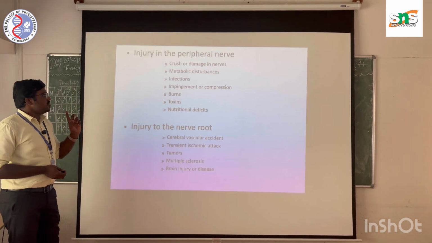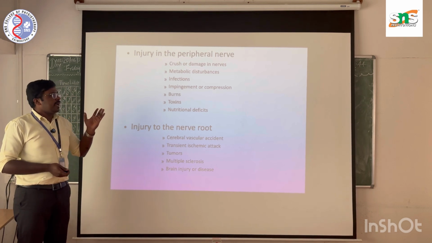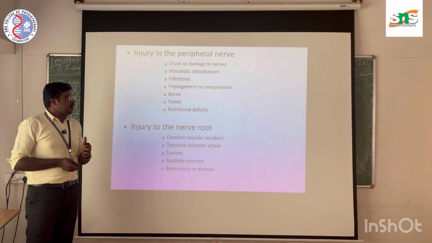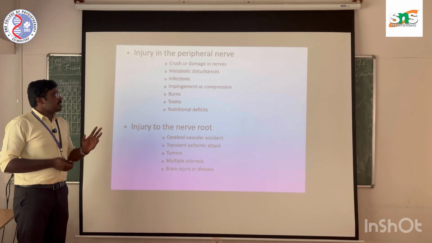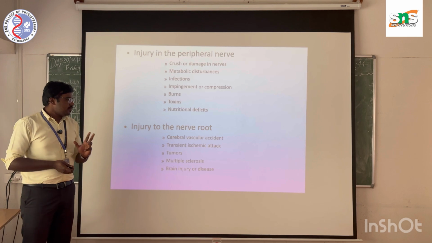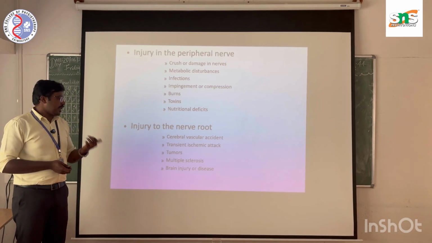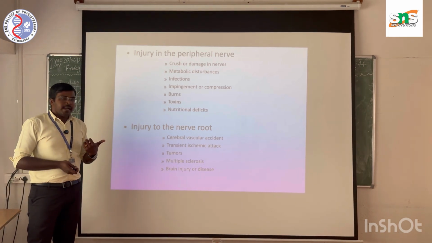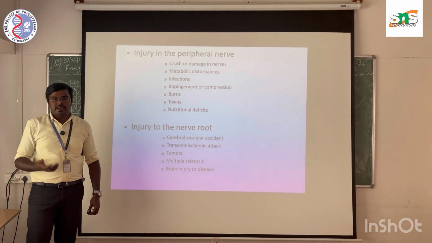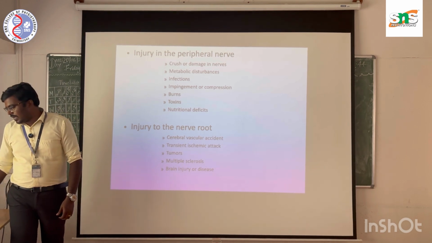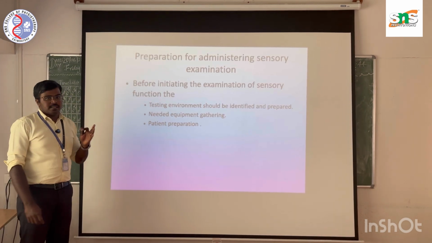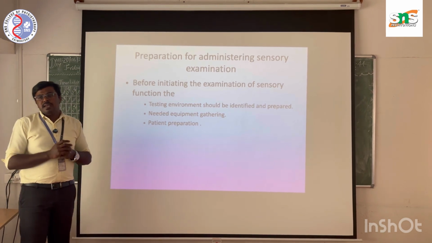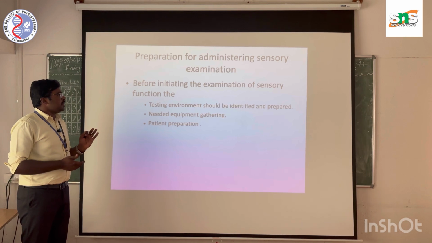And also injuries to the peripheral nerves, so any damage or metabolic disturbance in the nerve, any infection or compression, burns and nutritional deficit, and also injury to the nerve roots, such as CVA, cerebrovascular accident, or TIA, any tumor present in the nerve root, multiple sclerosis and any brain injuries. These are the conditions in which we can assess the sensation.